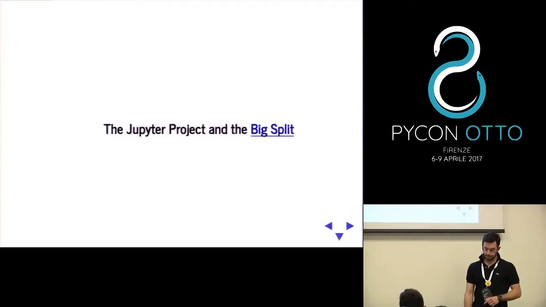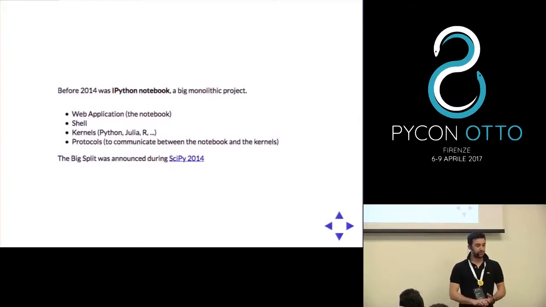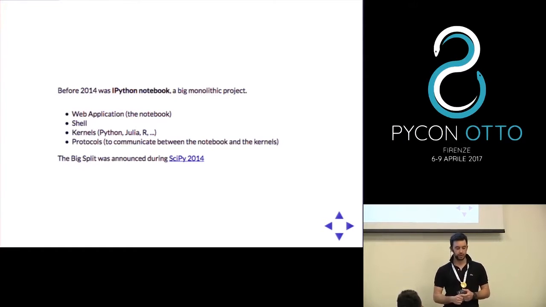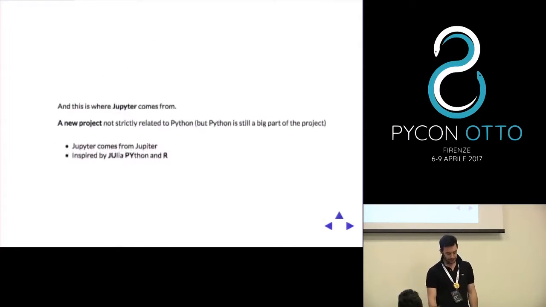So I think that during 2014 they decided, okay, it's time for this thing called the big split. As I said before, in 2014 there was just IPython, the IPython kernel, the IPython notebook, but then they started to think, okay, you can use also other languages like R or Julia. So why are we still calling this library just IPython? So they decided to split the project and create the Jupyter project.